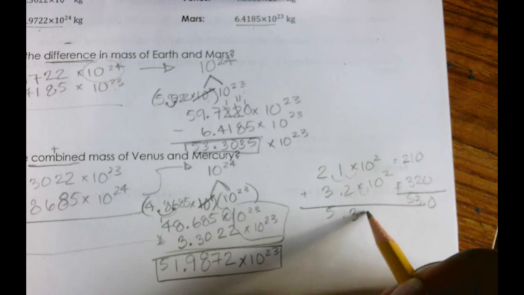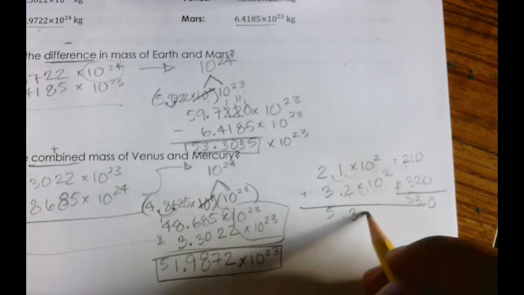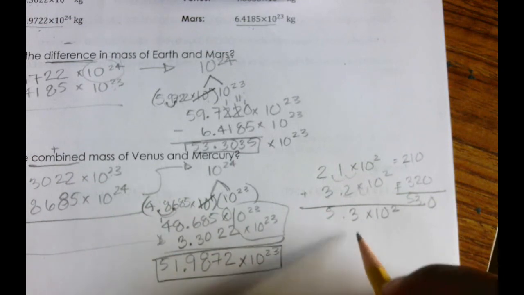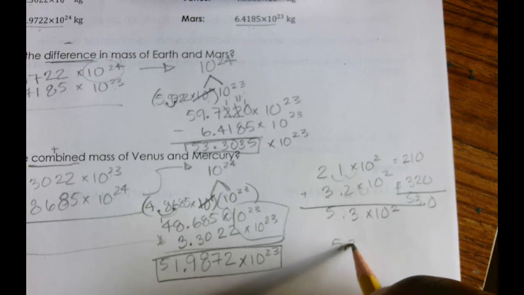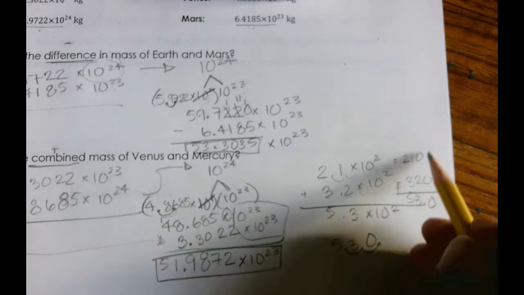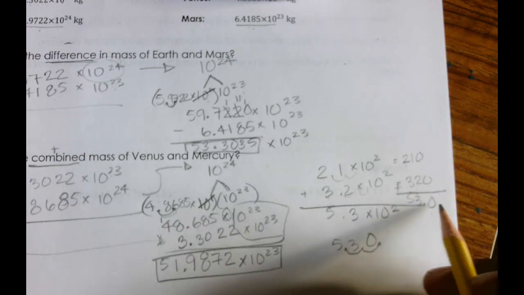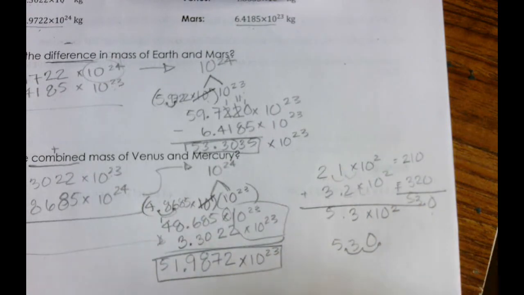And that's the reason why I keep it the same, because this 530 is the same thing as 5.3 times 10 to the second power, because I will move that decimal twice to the right. So it will be 5.3 once, twice, 0. The same 530 I had when I did it this way. So please just make sure you are keeping the exponents the same, because if not, your answer will be incorrect.